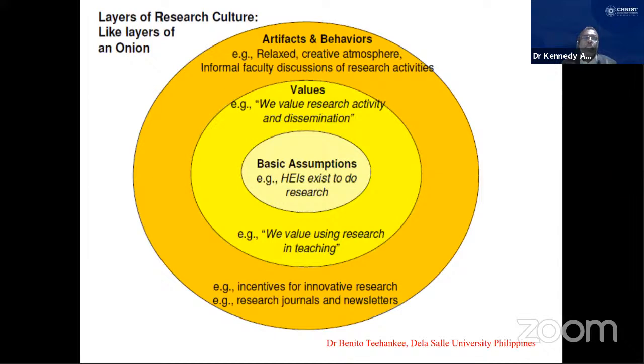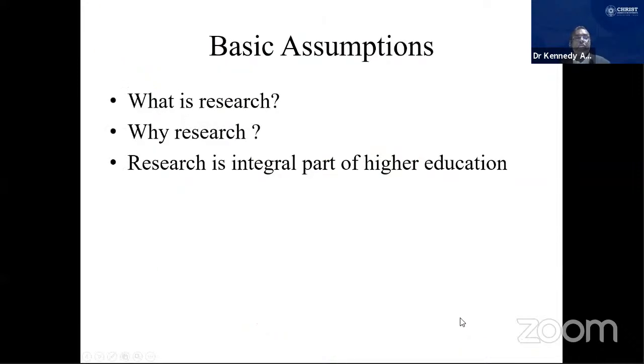So with artifacts and behaviors, you look at incentives for innovative research. Why should there be an incentive for innovative research? Research journals have existed from times immemorial. Why are we not writing? The moment you do that, you are doing research publishing, and it does not end there. Bring that experience back into the classroom. That's what we are talking about in terms of the three important aspects that Edgar Schein talked about, and how you can extrapolate that into the higher education realm.